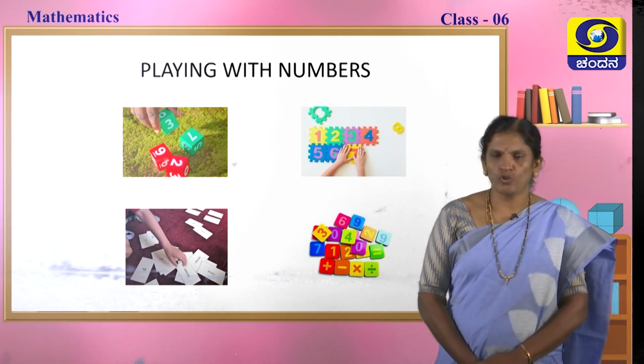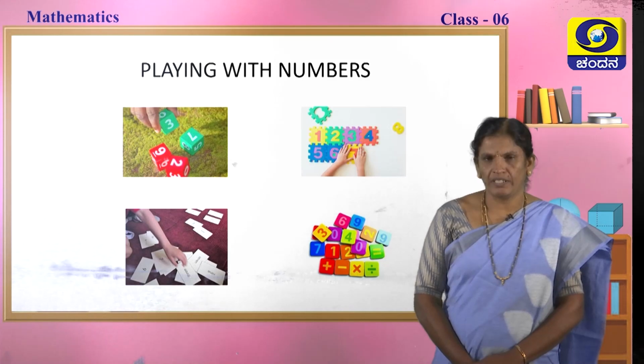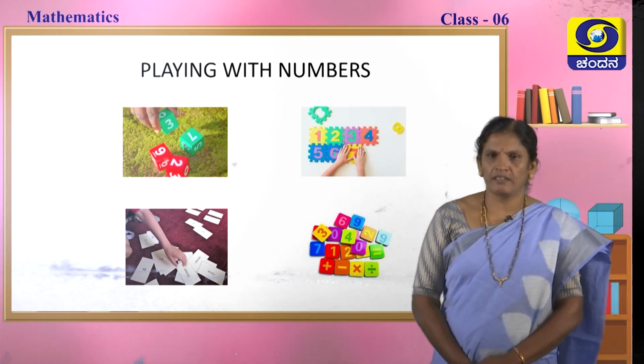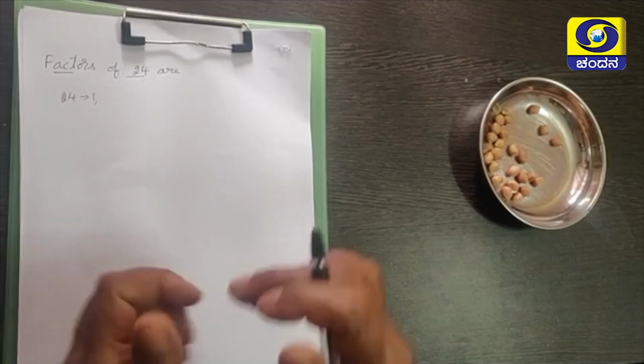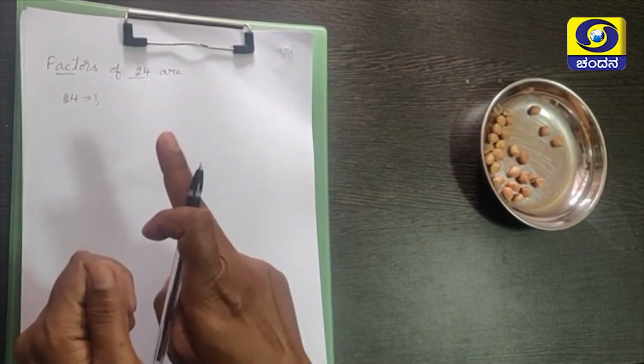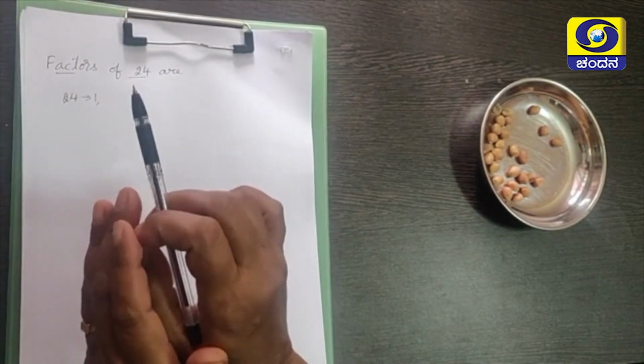Now, I will show you one activity. You follow that activity, children. After watching that activity, you collect the things that are available at home and do the same activity, children. Children, now I am finding factors for 24. As we know that 1 is the factor of all the numbers.